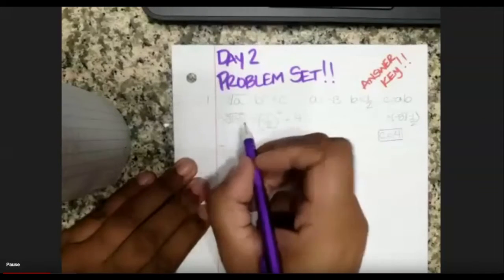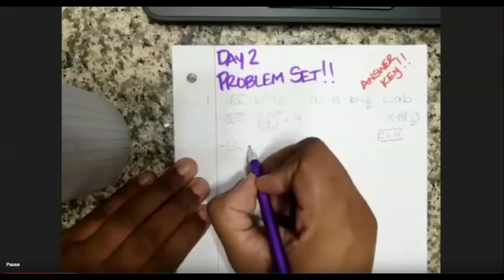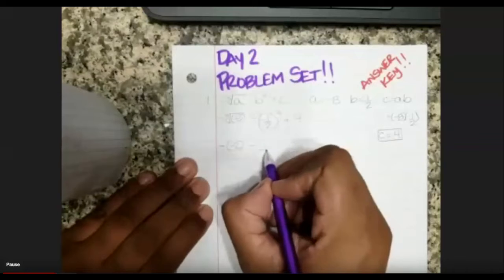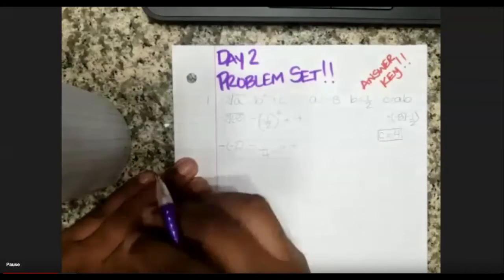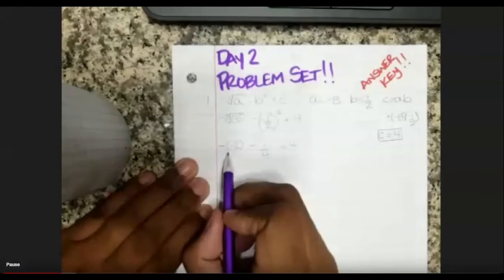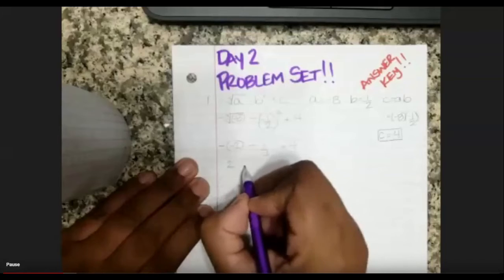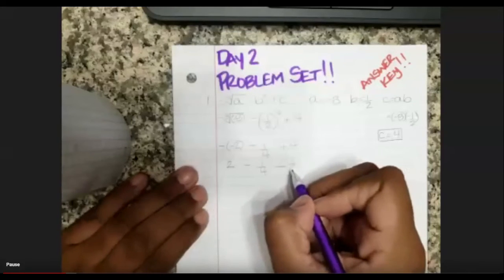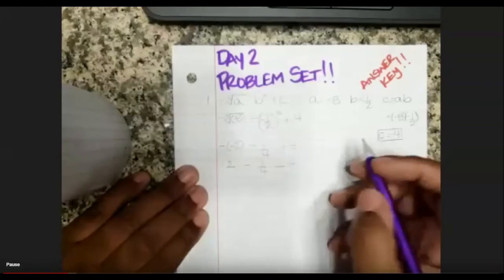So now I'll start simplifying. I'm going to have the negative cube root of negative 8, and the cube root of negative 8 is negative 2. I'm going to square negative 1/2, which gives me 1/4, and then I just bring down the 4. We know a negative times a negative is a positive, so a negative negative 2 is really just positive 2. And then I'm going to bring down the minus 1/4 plus 4.